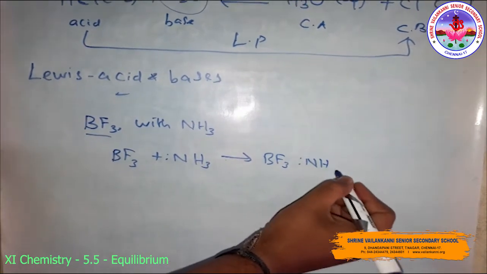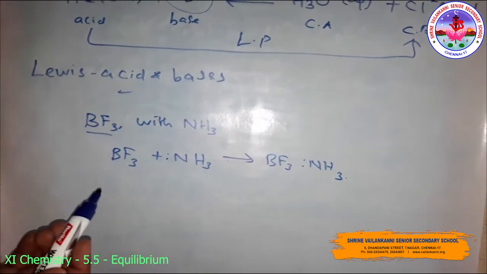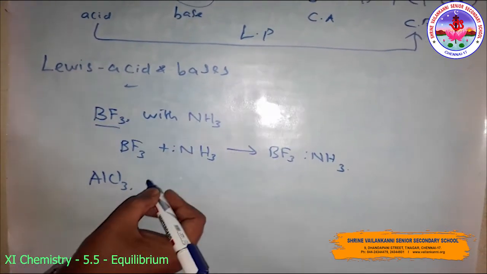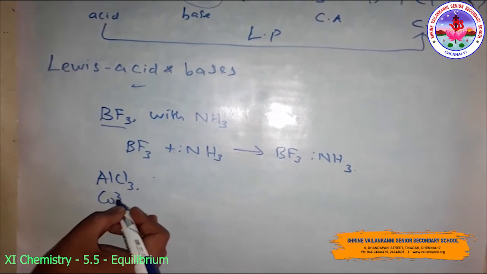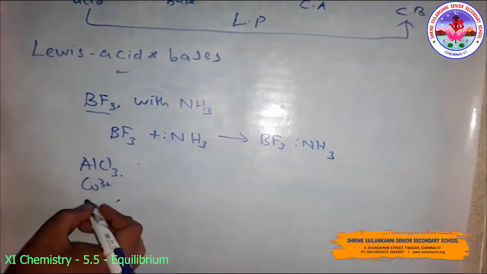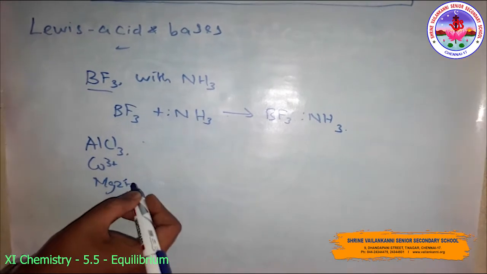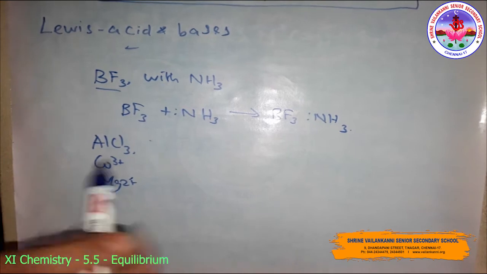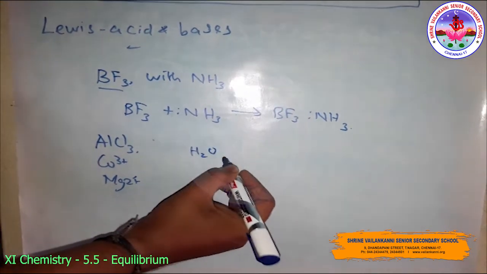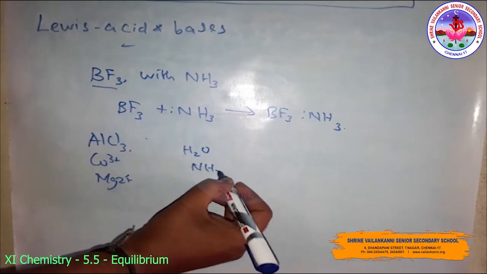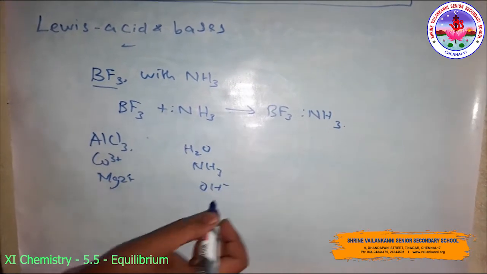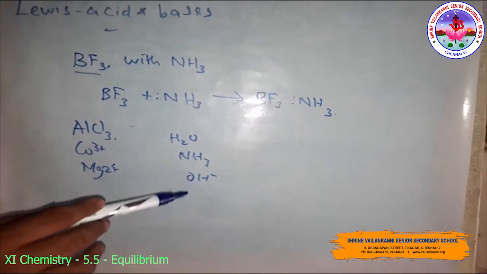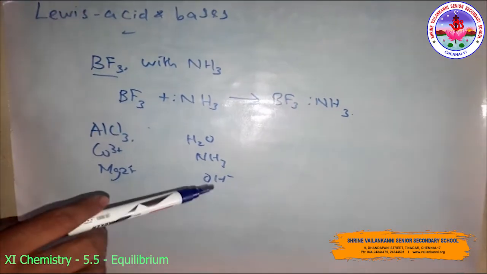BF3 NH3. So here, electron-deficient species like AlCl3, Co3 plus, Mg2 plus can act as Lewis acids, while species like H2O, NH3, OH minus, which can donate a pair of electrons, can act as Lewis bases. So this is called the Lewis acid-base theory.